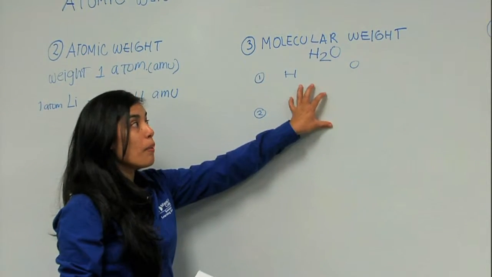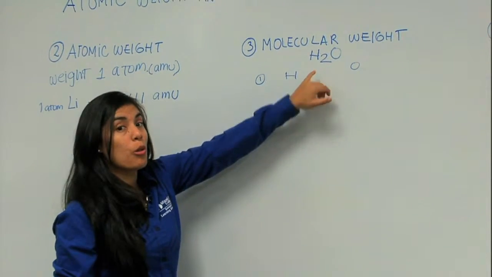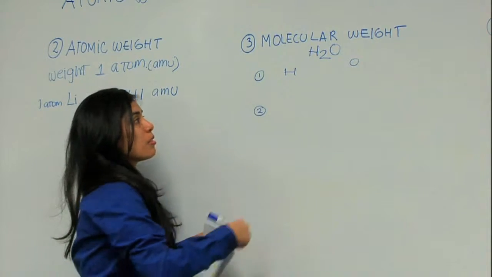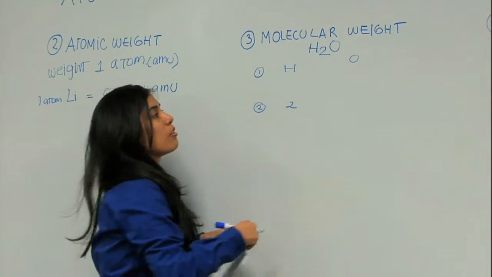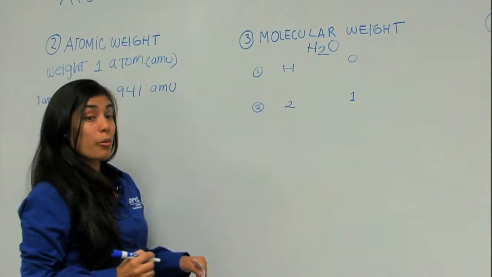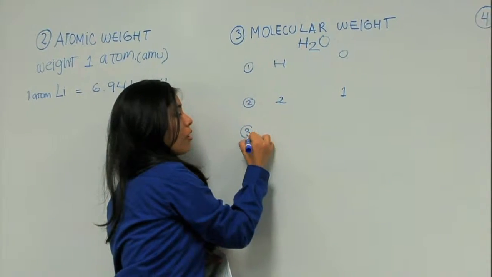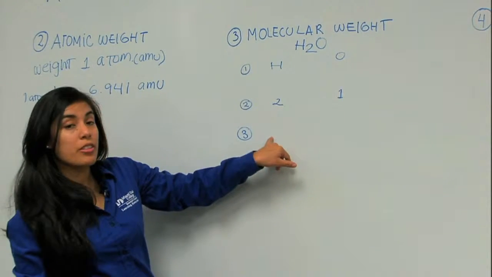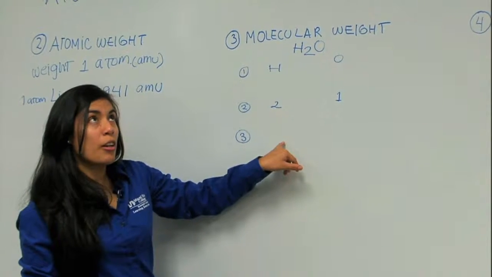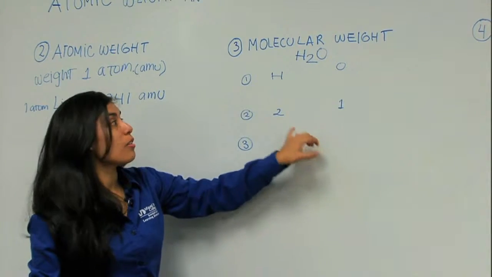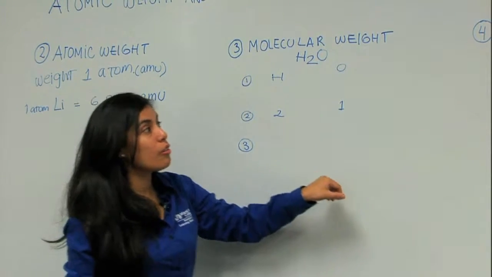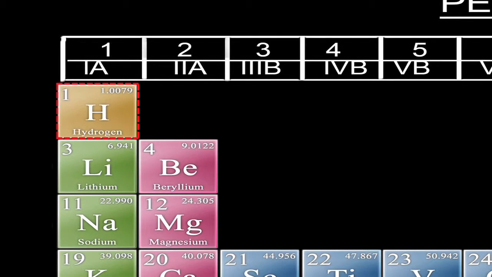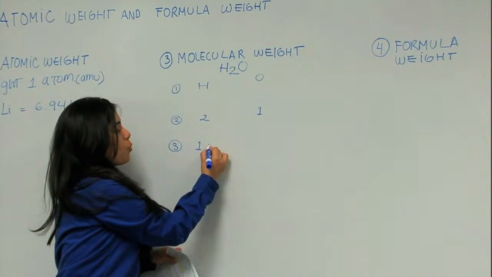Second, I need to know how many of these atoms are in this formula. And I have 2 hydrogens and 1 oxygen. Correct? Third step, I have to write down the atomic weight of each of these atoms. So the atomic weight of hydrogen is going to be 1.00794. But for our problem, we are just going to use 1. So it's 1 AMU.